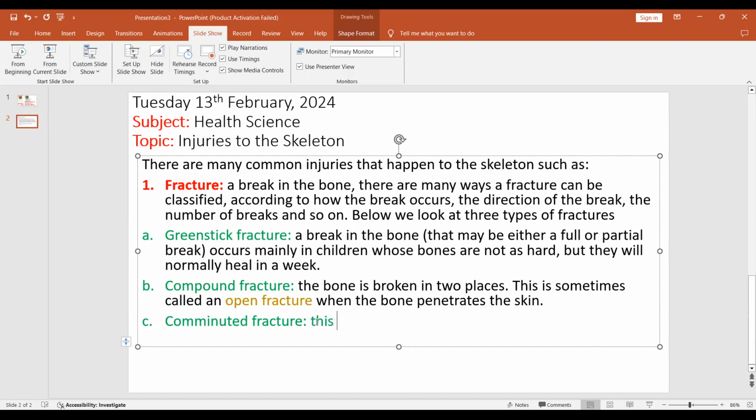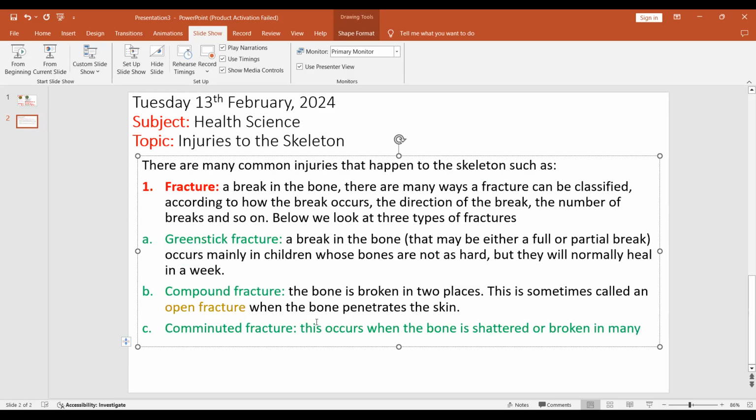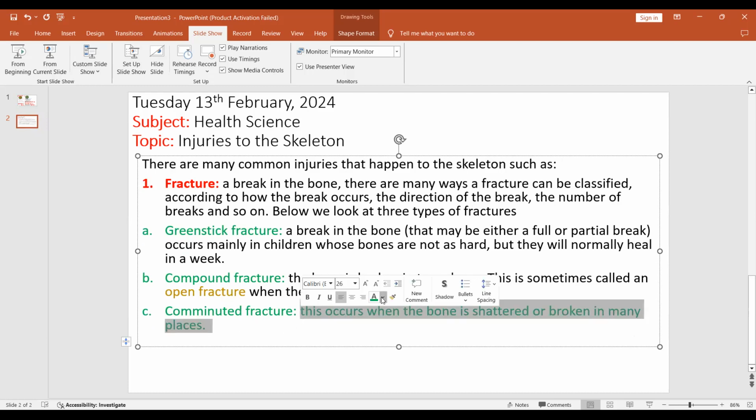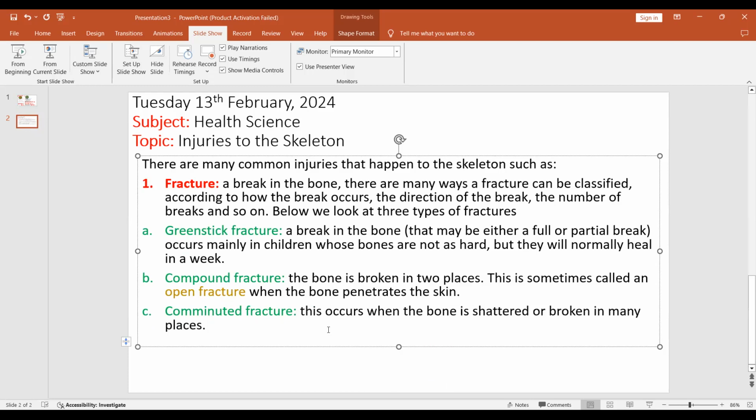So this occurs when the bone is shattered or broken in many places. So the shattering of the bone or the breaking of the bone into very small pieces is what we call the comminuted fracture. So we have the fracture, breaking. Generally speaking, it's the breaking of the bone.